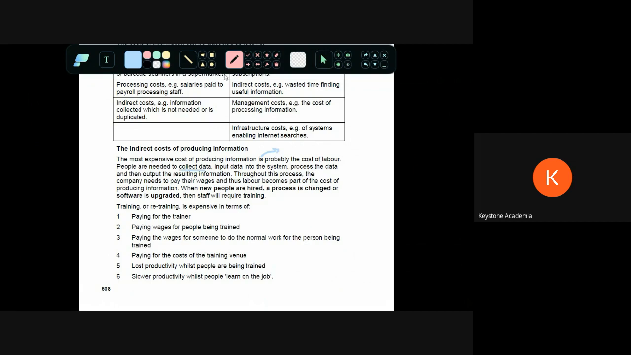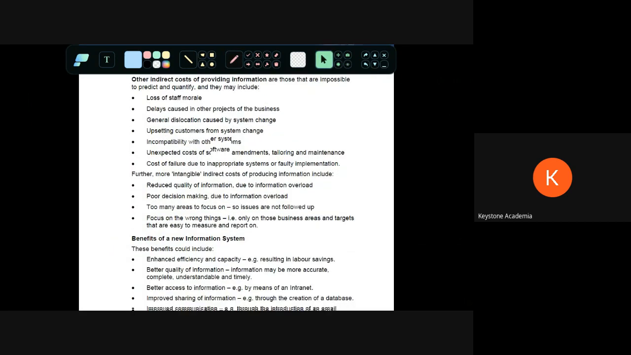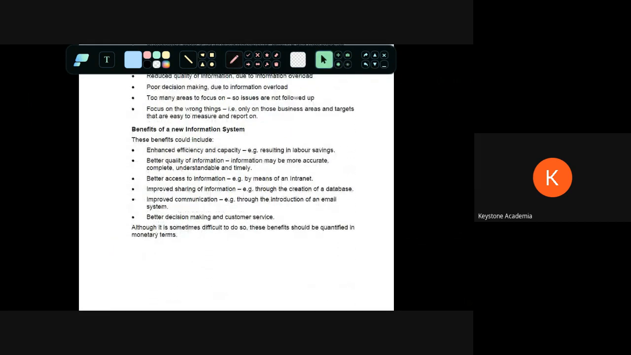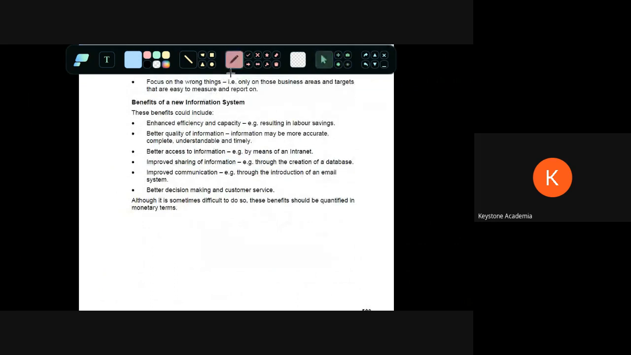So people collect data, input data into the system, process the data, and then output the resulting information. Throughout the process there are going to be wages involved, and labor becomes a major part of the cost, and new people are hired, process is changed, software is upgraded. So there is a lot of cost behind all of this. You can go through this, like other indirect costs, and the benefits of a new information system: efficiency will be increased, better quality of information, better access to information, improved sharing of information, improved communication, better decisions and customer service.